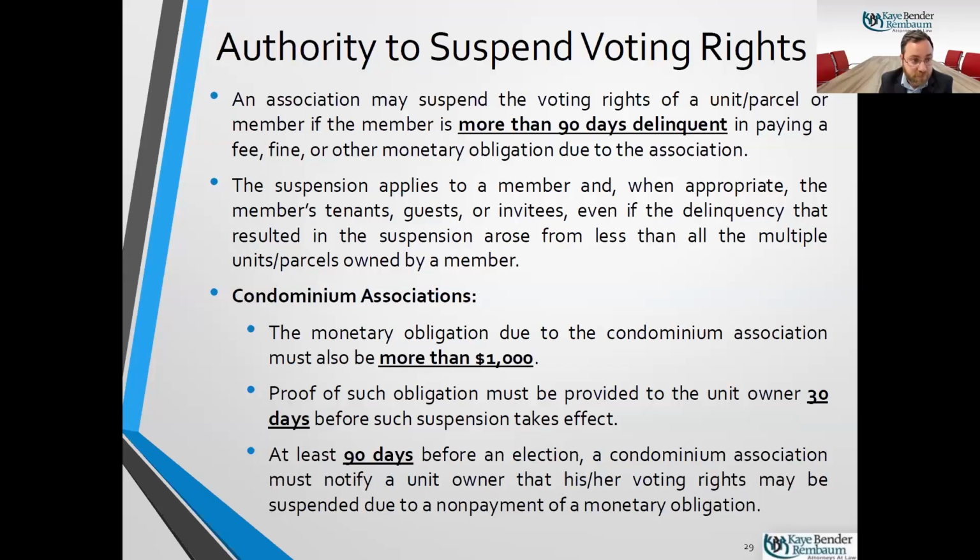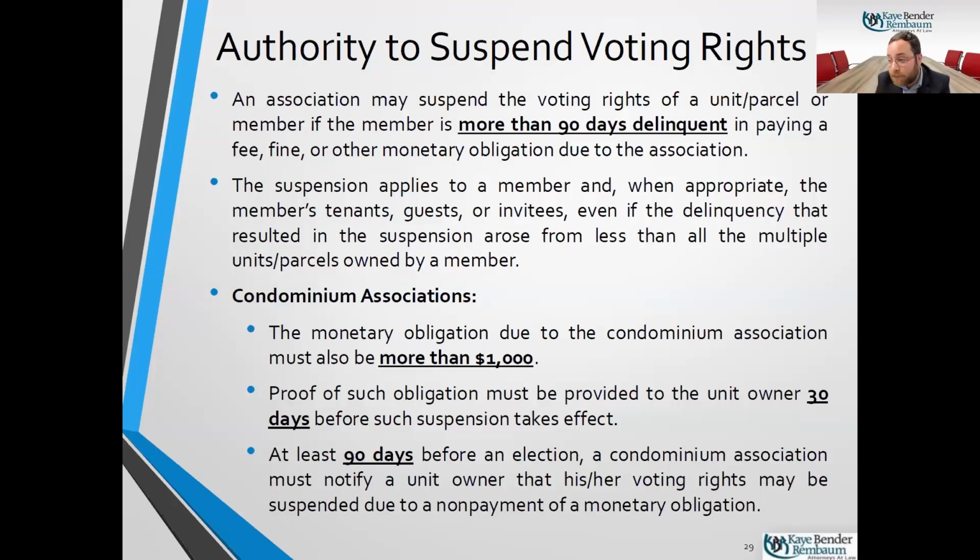Now, suspension of voting rights is a bit more complicated. An association can suspend an owner's voting rights if they are delinquent for more than 90 days. Again, if they haven't paid a fine, fee, or other monetary obligation to the association, like assessments, the board at a meeting could suspend their voting rights. Now, it has to be more than $1,000 that's owed to the association before they can do this. But once you cross that threshold and it's been more than 90 days, now the board can consider suspending someone's voting rights. You have to provide an owner 30 days notice before the voting right suspension takes effect.